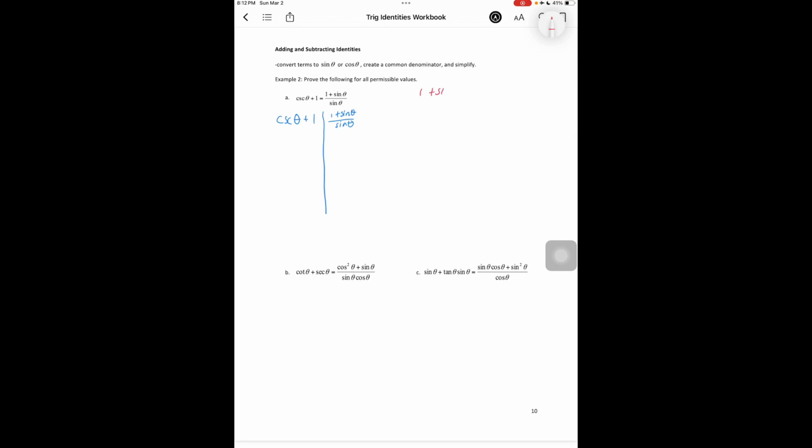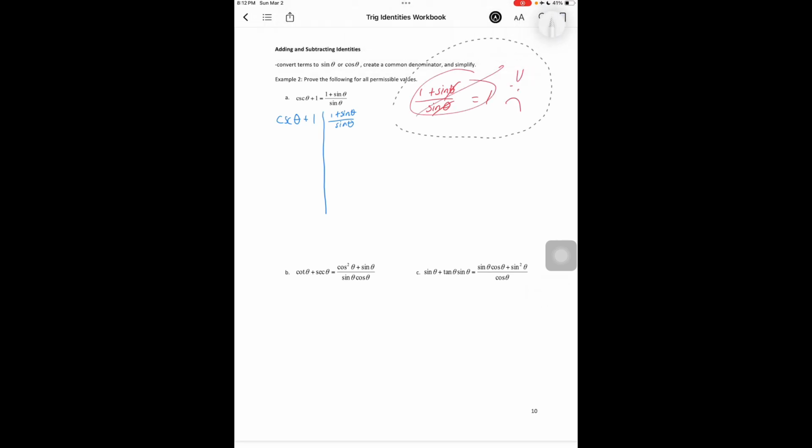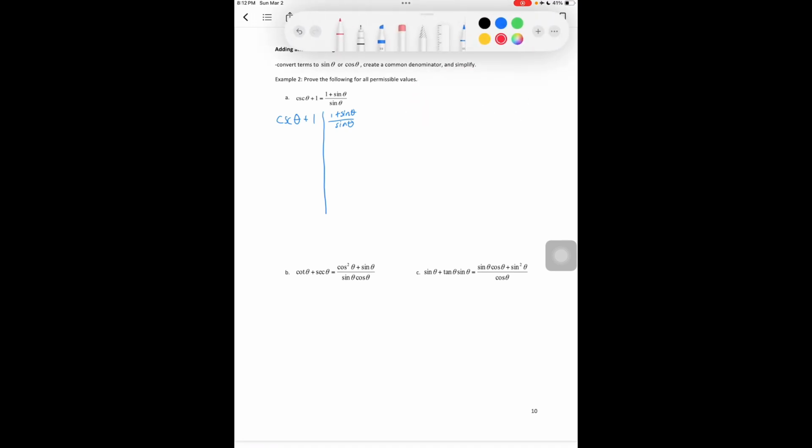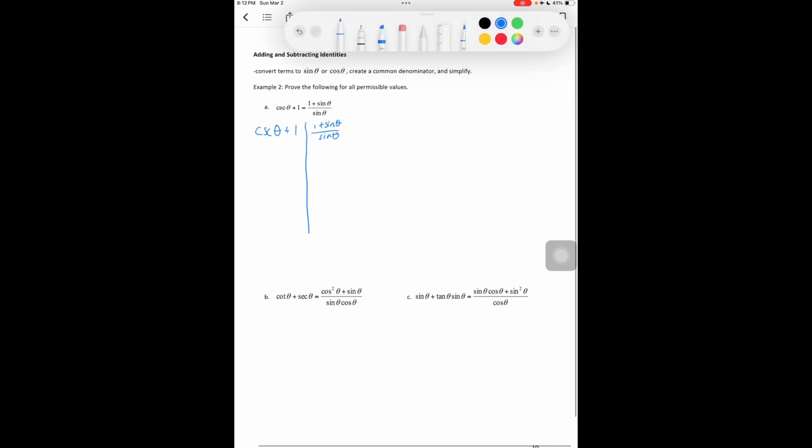A lot of students for some reason think that 1 plus sine theta and sine theta cancel and it's equal to 1. That is bad. That's a no. Do not do this. I'm going to get really mad if I see this on a test. That is not the case. You can only cancel stuff if everything is being multiplied, and if there's a plus sign separating something, you can't cancel it.